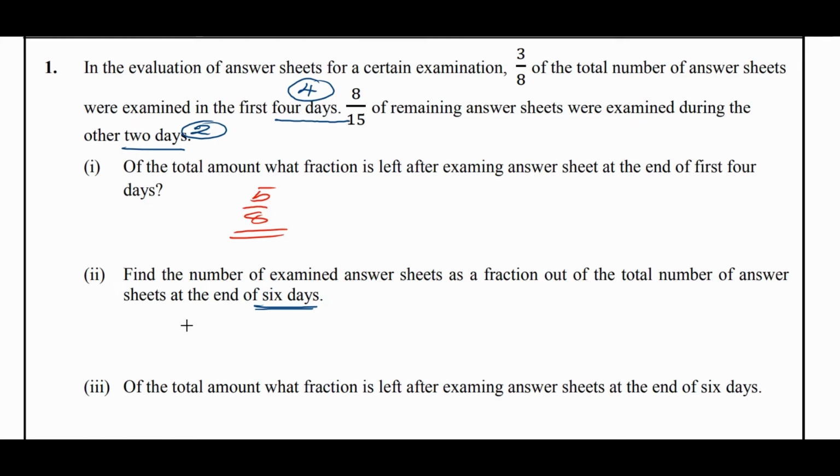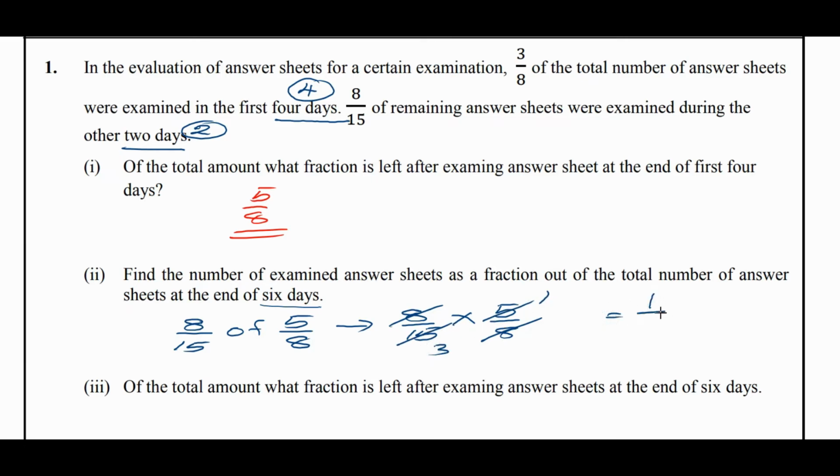That means 8 out of 15 of 5 out of 8. We know "of" represents multiplication, so 8 out of 15 times 5 out of 8. That means 8 can be cancelled, then here should be 1 and here should be 3. Then 1 out of 3 of the total parts were examined during the 2 days.